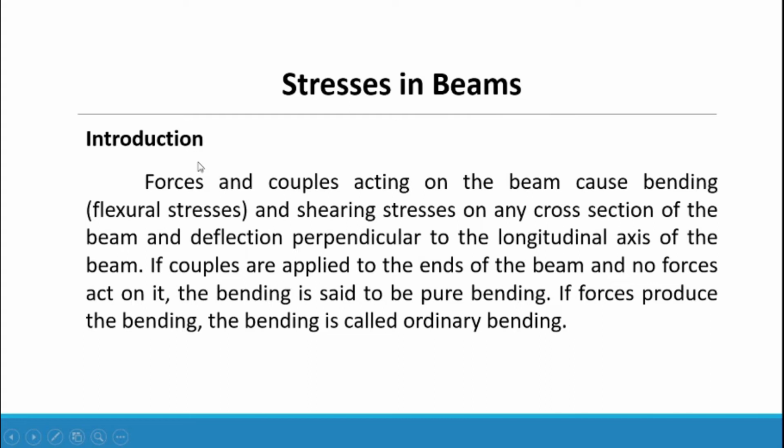Stresses in beams. Introduction. Forces and couples acting on the beam cause bending or flexural stresses and shearing stresses on any cross-section of the beam and deflection perpendicular to the longitudinal axis of the beam. If couples are applied to the ends of the beam and no forces act on it, the bending is said to be pure bending. If forces produce the bending, it is called ordinary bending.